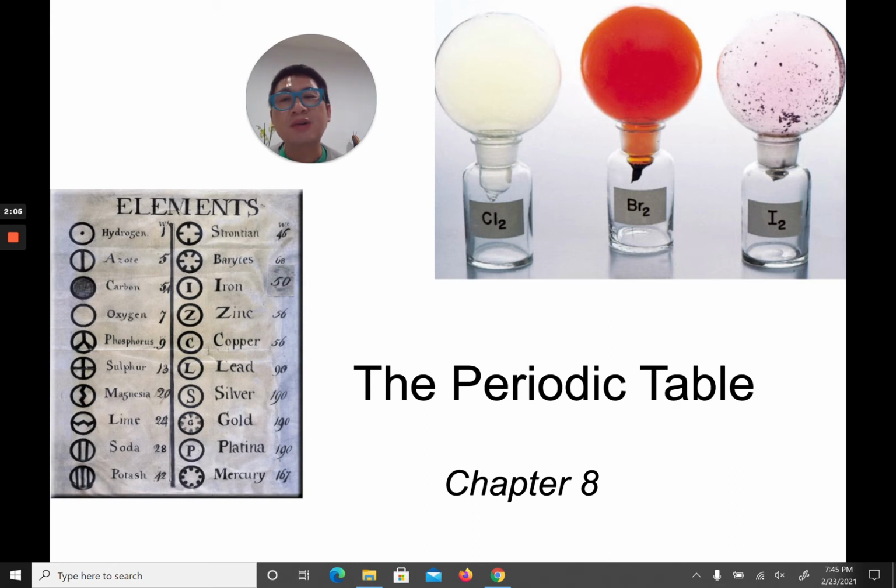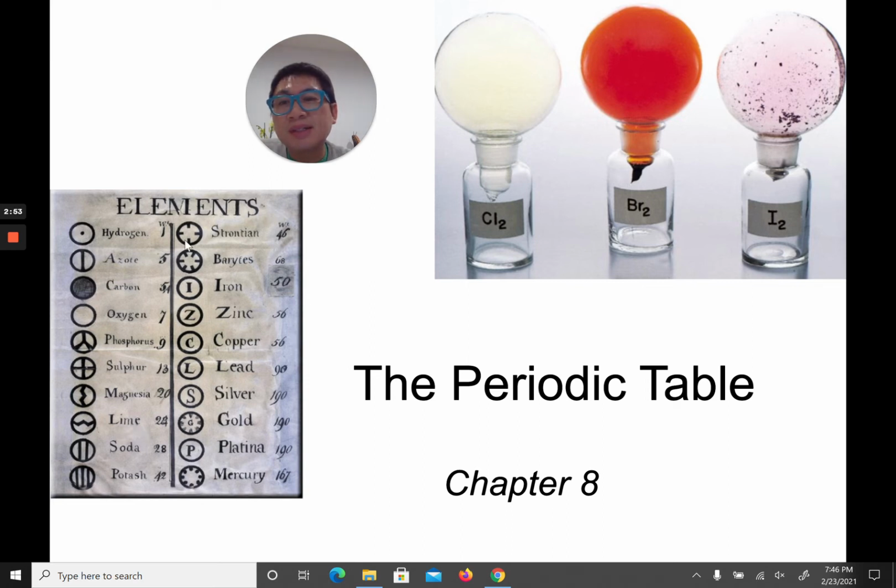But let's go back even further in history. This table here is not a periodic table, it's just a table of elements. These were the elements known sometime in the 1700s. This picture comes from the textbook, but I don't know exactly what year. At that time, they knew elements like hydrogen, carbon, oxygen, phosphorus, and magnesium these days. I'm not sure what azote or lime are now, because these are old names.